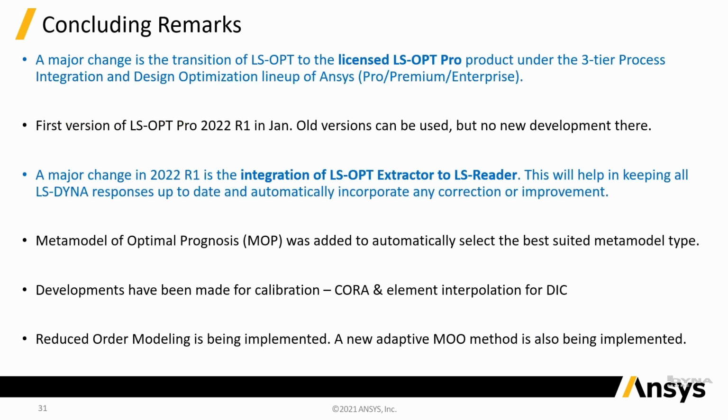So to conclude, a major change right now is the transition of LS-OPT into the licensed LS-OPT Pro product line, where it will be under a 3-tiered licensing system with OptiSlang. The first version of LS-OPT Pro would be in January, and that would be our 2022 R1. Old versions are of course still available.